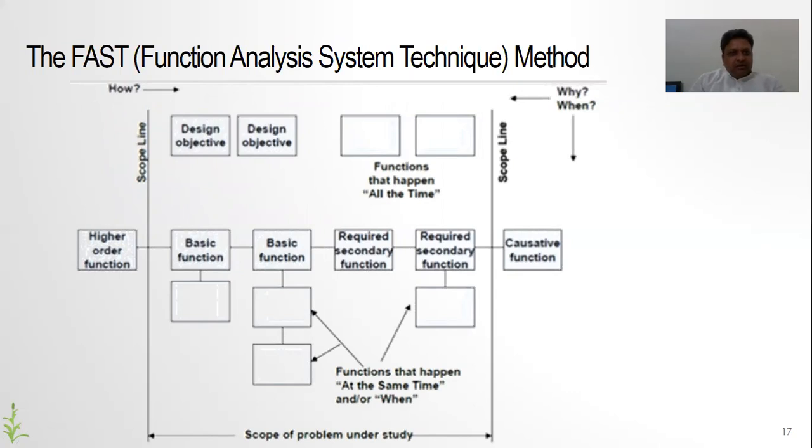In that, for example, if you see the scope of supply line, the higher order function starts. This is the entire scope of the problem under study. So how does it happen? Design objective, design objective, design objective. That is the function that happens all the time. But basically, when a higher order function happens, there are the basic function, required secondary function, and consecutive function. So that is the scope line. Here we need to apply how, why, when, and what. So all-the-time functions are those that happen at the same time or when.